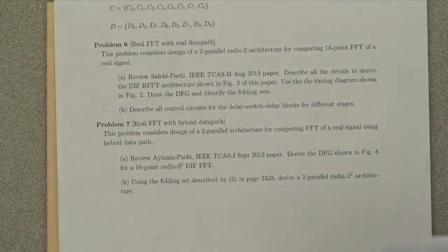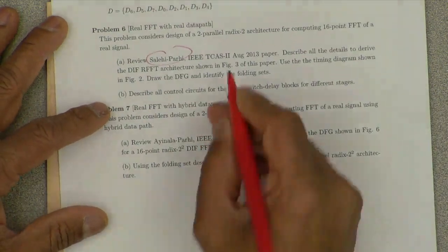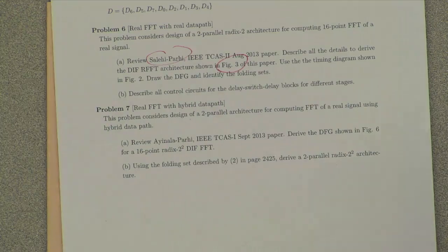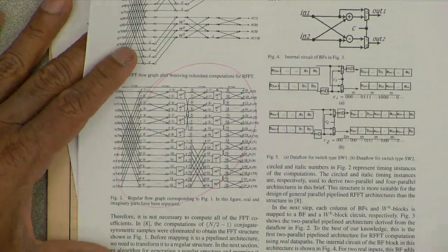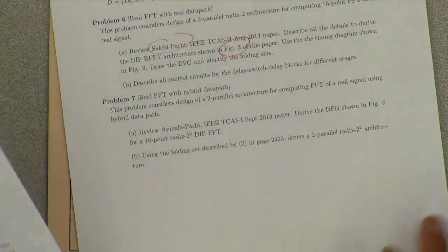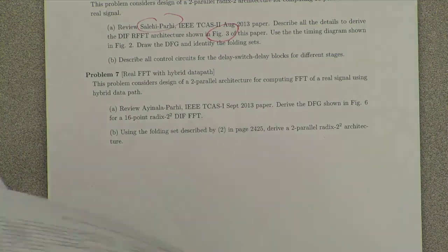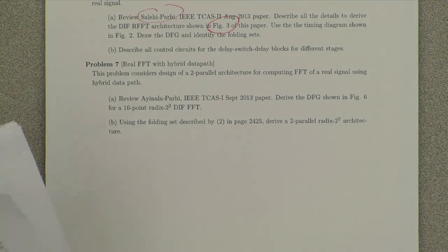Okay, the last two problems are on the real FFT and the hybrid data path. Problem 6 says to review the Salehi paper and derive the architecture in figure 3, which I already showed you. Take this, put it into a data flow graph, show the folding sets, and finally get to that point and show these kinds of control circuits. So that's problem 6.